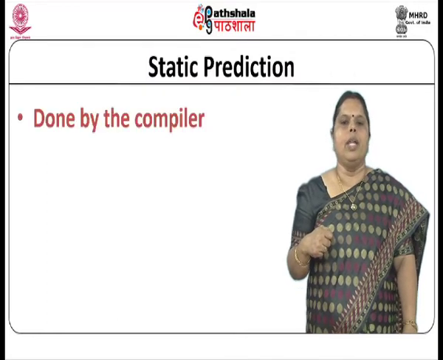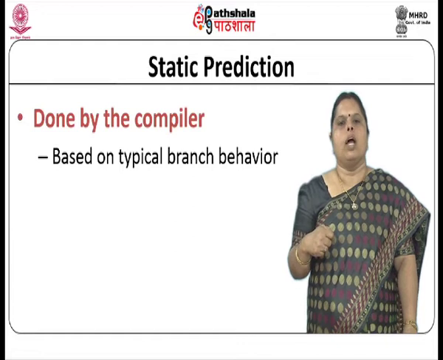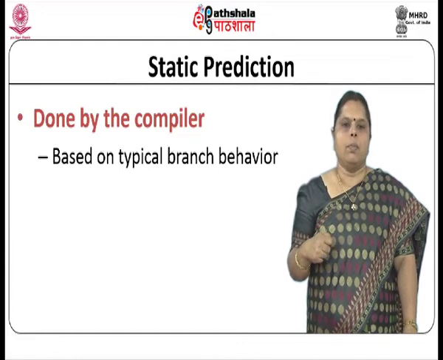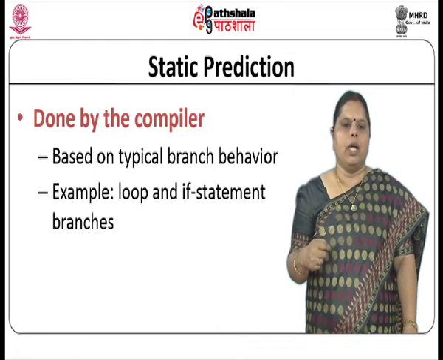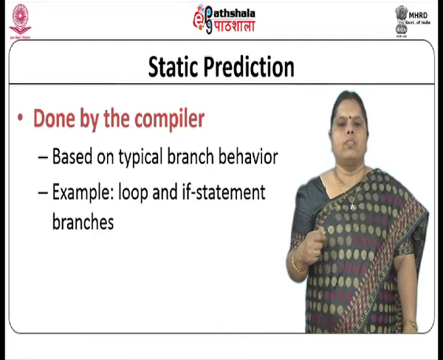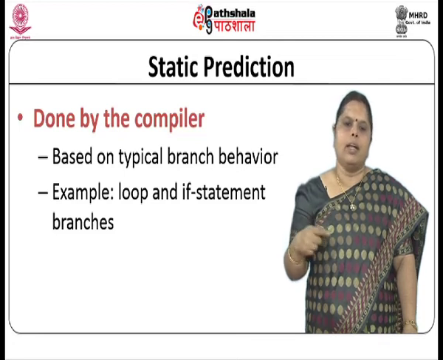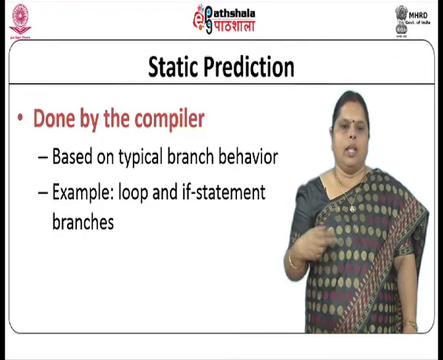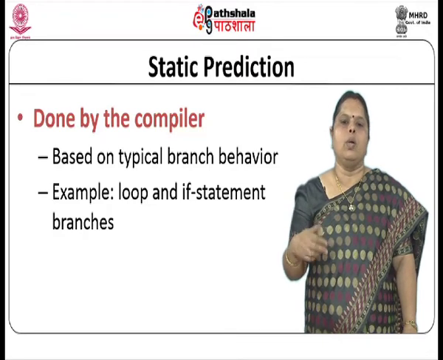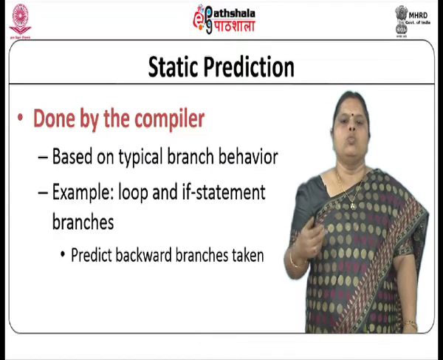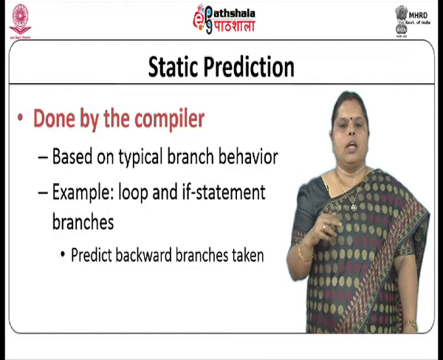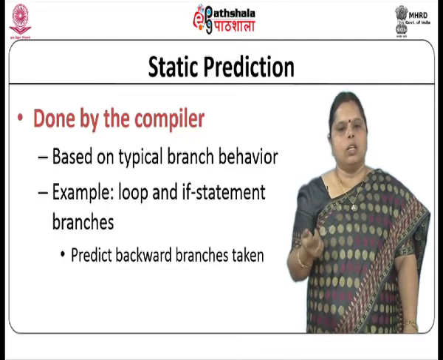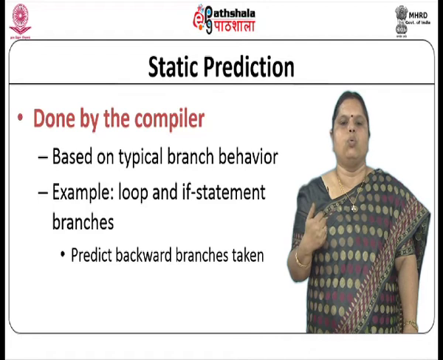So, we will get into details of static prediction. As I pointed out earlier, static prediction is basically done by the compiler. It is based on the typical branch behavior, for example loop and if statement branches. You know that iterative loops, if a loop has to be executed n times, the loop is going to be executed n times anyway. So, it is very easy for the compiler to make a prediction about these branches. Normally the compiler predicts that backward branches will be taken and forward going branches, which are normally to exit, will not be taken.